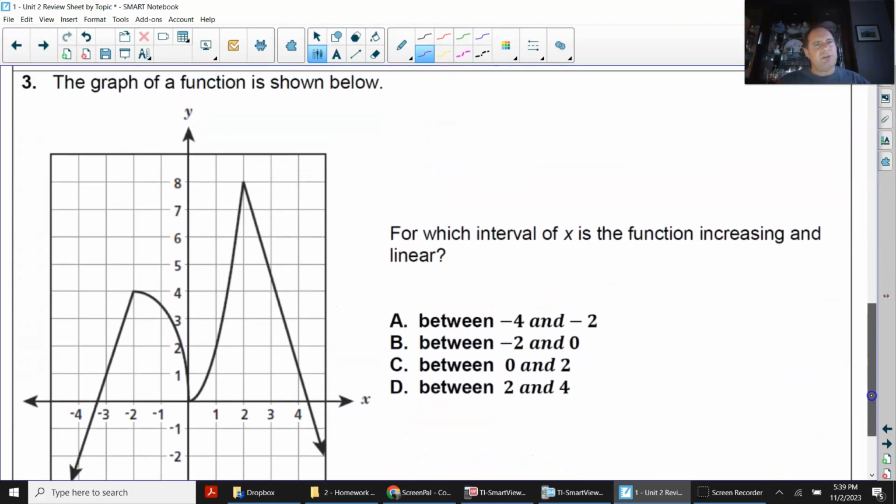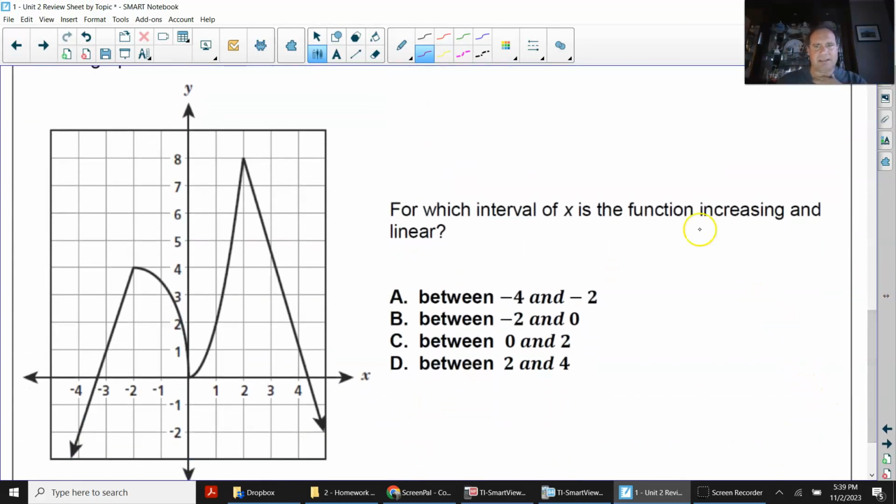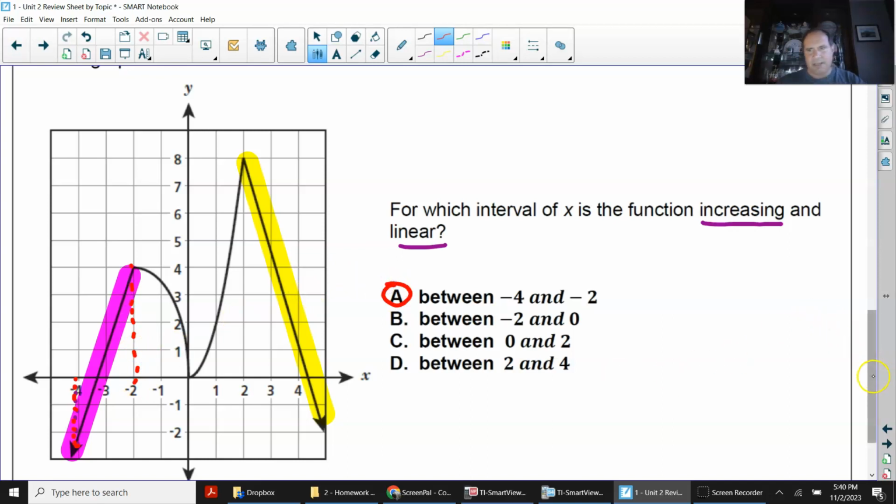Alrighty. So the graph of this function is shown below. For which interval of x is the function increasing and linear? Okay, so let's talk about increasing first. So this part is increasing and linear. The rest of it is not. And then this part right here is decreasing and linear. So between -4, let me just put this in red. All right, -4 and -2. Increasing and linear, A is your answer.